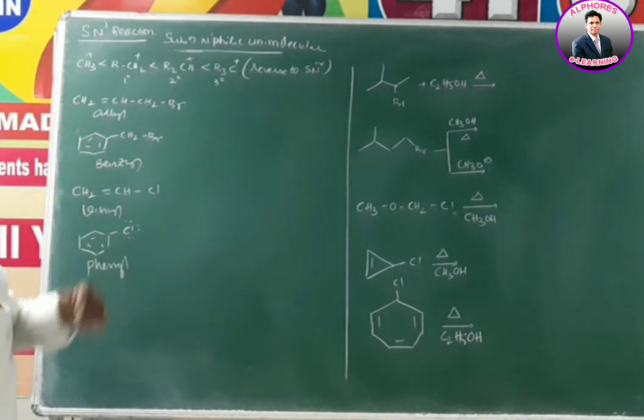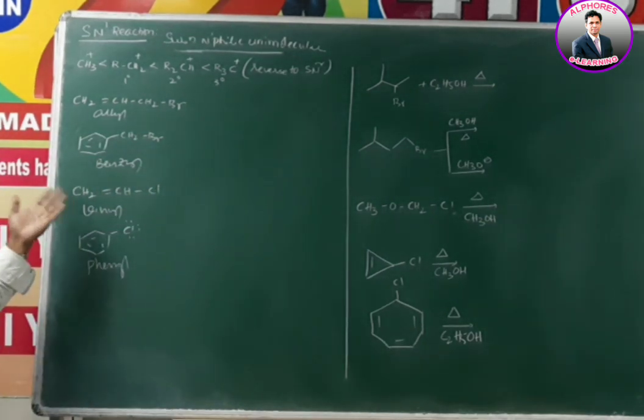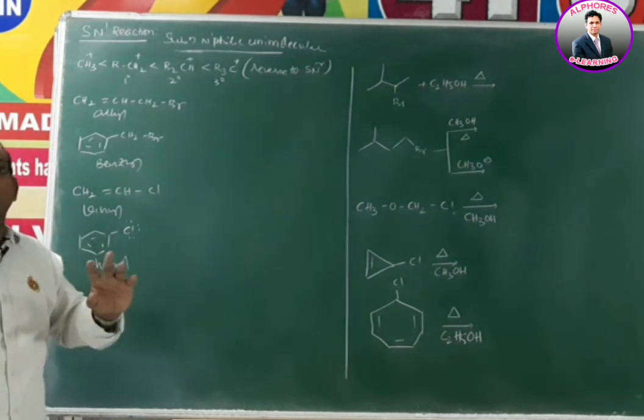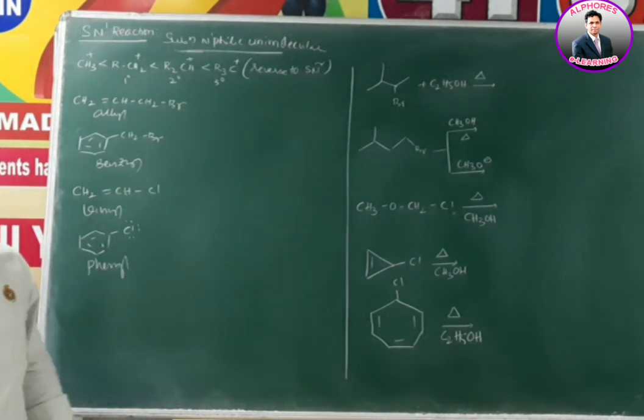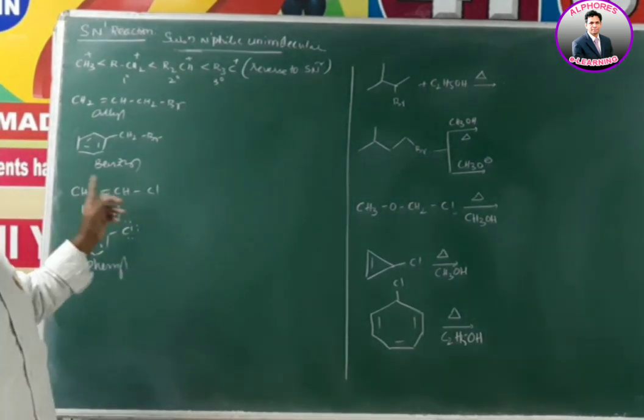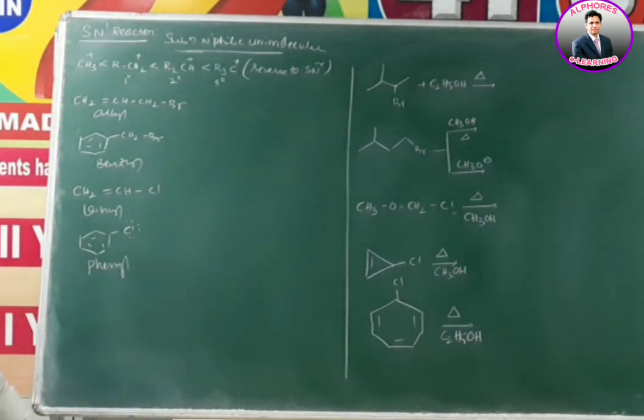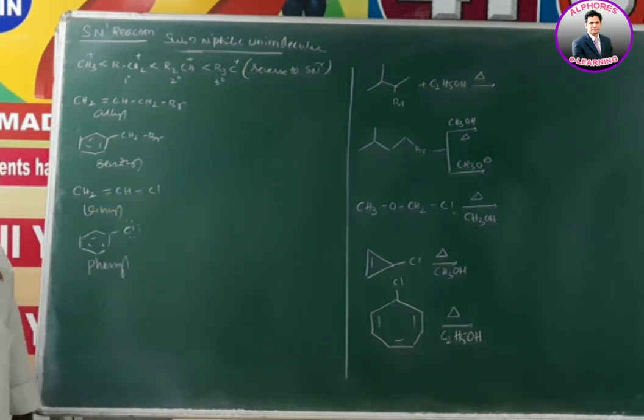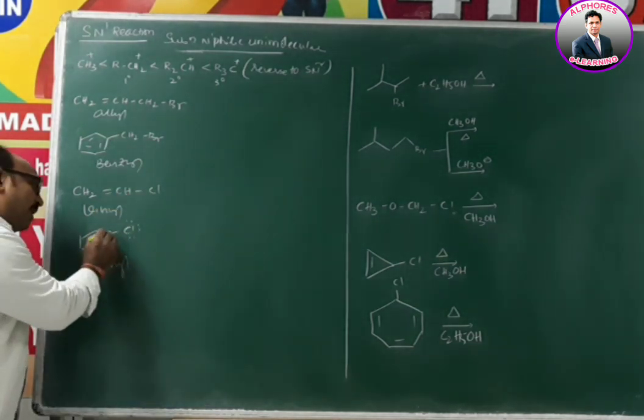We all discussed those points. Whereas in the case of vinyl and phenyl halides, the SN2 reaction does not take place, because rear side attack is not possible, because the leaving group containing carbon is electron rich. Here also, the leaving group containing carbon is electron rich.